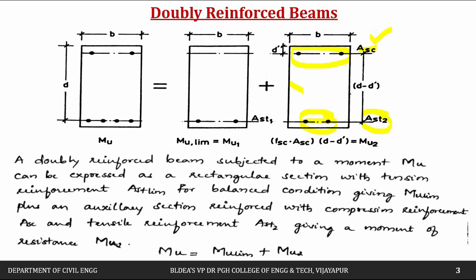So if we are going to add up this and this, we are going to get a doubly reinforced beam. So therefore, how do we calculate now? MU, the total moment, will be equal to the limiting moment.